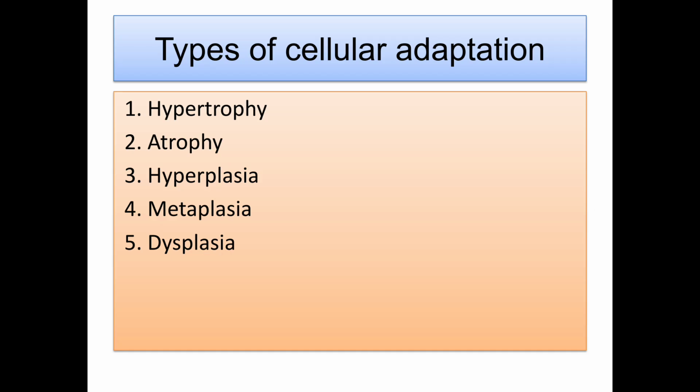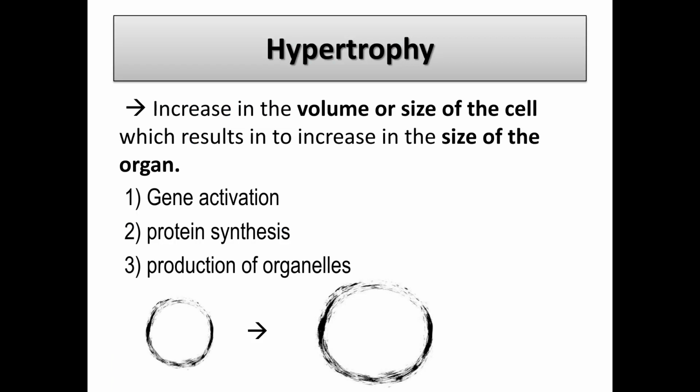Right, now, let's move on to the types of cellular adaptation. There are five types of cellular adaptation: hypertrophy, atrophy, hyperplasia, metaplasia, and of course dysplasia. First of all, let us discuss hypertrophy. What is hypertrophy? In fact, it's the increase in the volume or size of the cell, which results in the increase in the size of the organ.